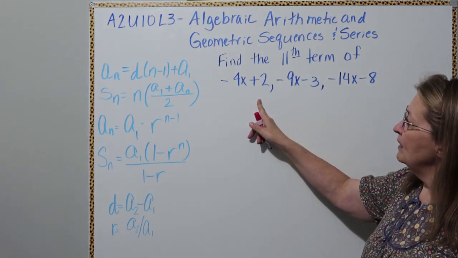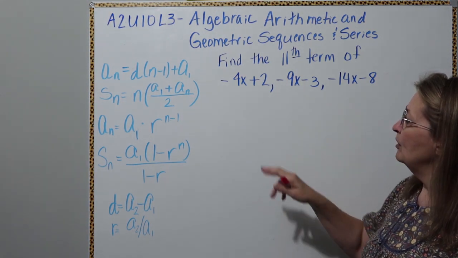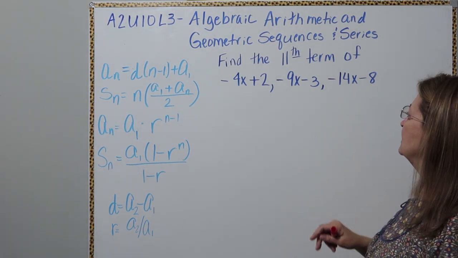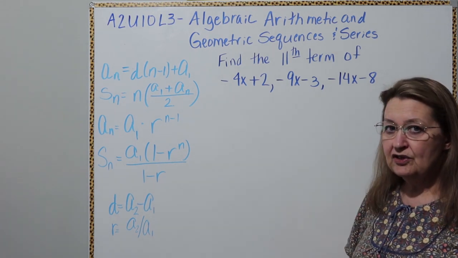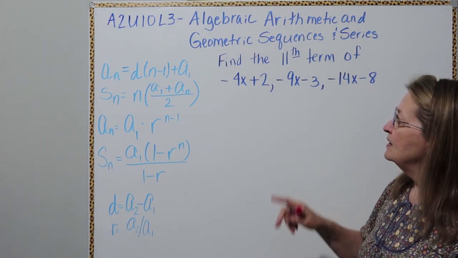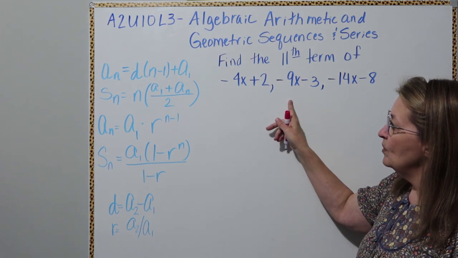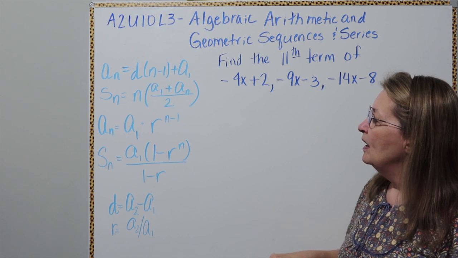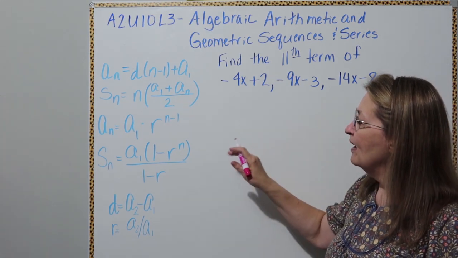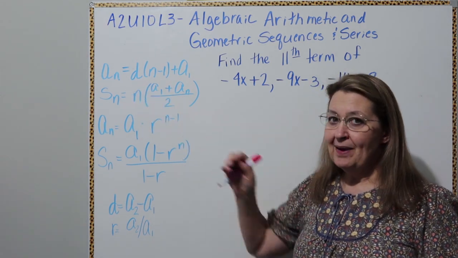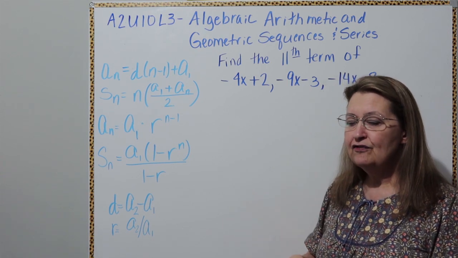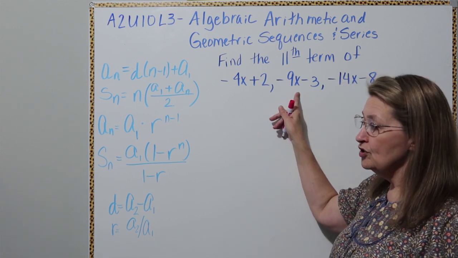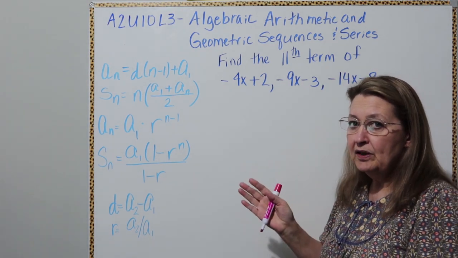This one is arithmetic, and it says find the 11th term of negative 4x plus 2, negative 9x minus 3, negative 14x minus 8. The first thing to do is determine which formula you need. Since this is an arithmetic sequence, and I'm looking for a term, I'm going to use this top formula. Now, a sub n is going to be 11. The first thing I'm going to need is my d. That's the distance. Now, how did you find that in a regular sequence? Well, you took sequence term number 2 and you subtracted number 1. So we're going to do the same thing.